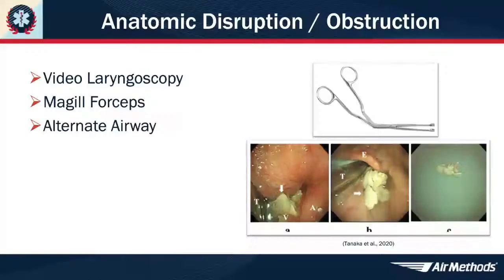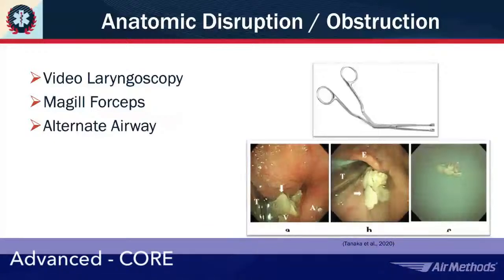Anatomic disruption or obstruction. Again, make sure you've got McGill's in your airway kits. Never know when there's going to be something in there that you're going to have to try to grab and get out of the way. This is also where it's important to have different size tubes available to you, out and ready to go. And then, of course, your alternate airways. You may get in there and it be completely obstructed, and you're not going to be able to get an airway past. You may need to put an alternate in there and ventilate them that way.